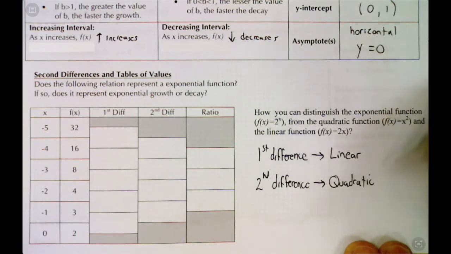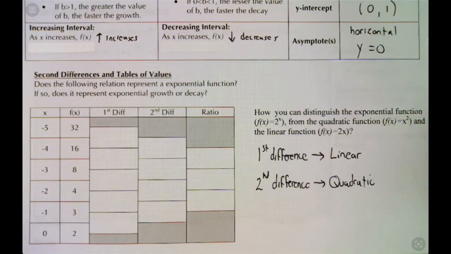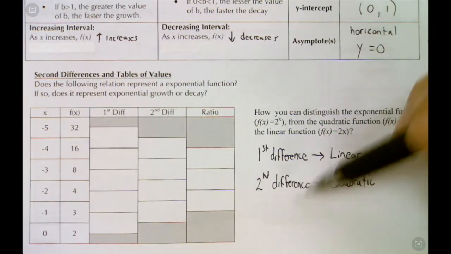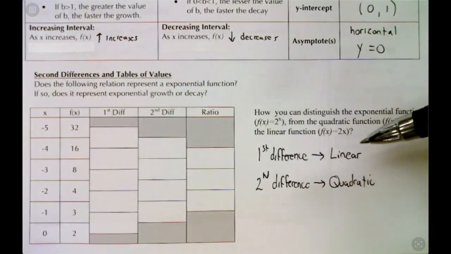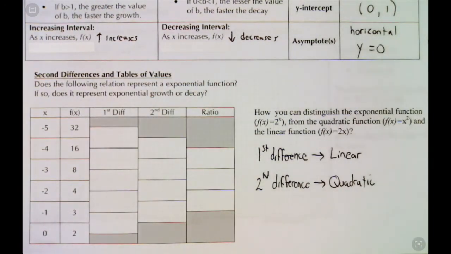And how we can tell is if the first differences are constant, the graph's linear. If the second differences are constant, the graph's quadratic. If the first differences were constant and it's linear, we don't need to continue to do quadratic and the next one we're going to introduce. We would just stop because it's a linear function. We don't need to consider any other options.